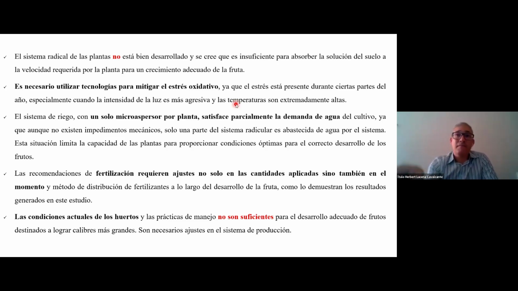The irrigation system with a single micro sprinkler per plant partially satisfies the crop's water demand. Not 100%, because we saw some soil samples that did not have sufficient water to favor fruit growth. Fertilization recommendations require adjustments not only in the quantities applied, but also in the timing and method of the distribution. And the current conditions of the orchards and the management practices are insufficient for the proper development of fruits intended to achieve larger sizes. So adjustments are necessary.